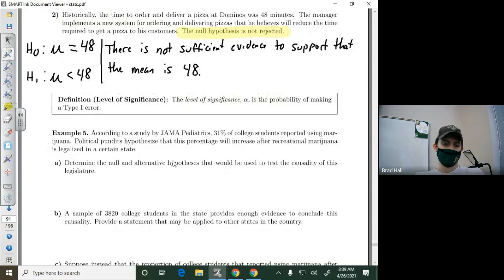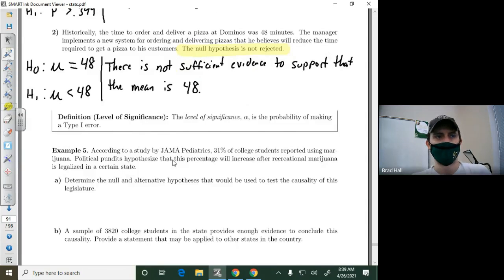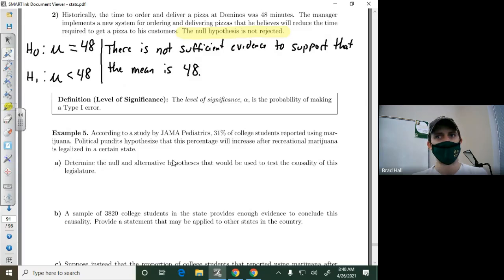There's a quick definition here. The level of significance, if you see this variable alpha in this chapter, whereas the last chapter talked about the level of confidence, this one talks about the level of significance. It's the probability of making a type 1 error. So this is rejecting a null hypothesis when you shouldn't have. It's the probability of doing that.